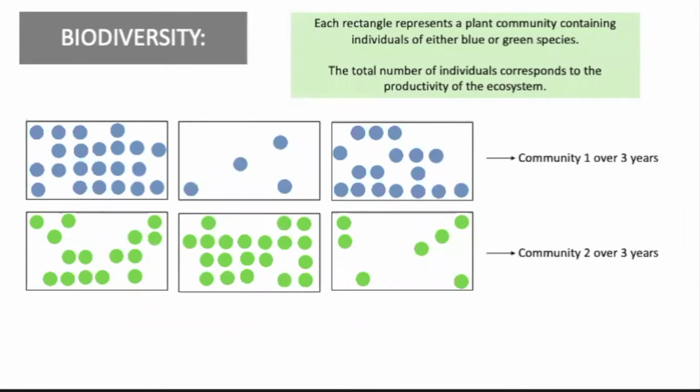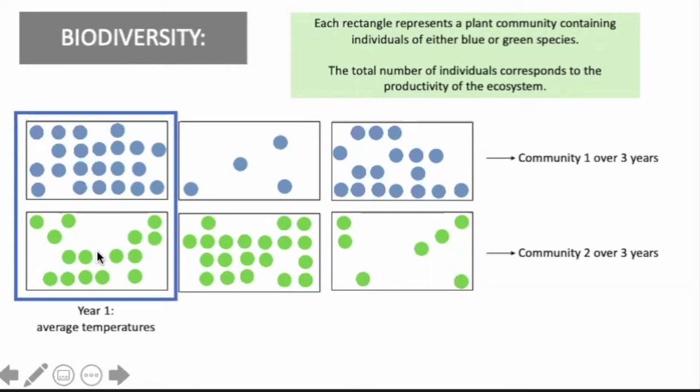So here we have a conceptual diagram to help us visualize how this works out. Each rectangle here represents a plant community containing individuals of either blue or green species. Here we can see that this is community 1 in the blue and community 2 in the green. In our first year, we're going to document average temperatures. It doesn't really look like that's affecting either community so far.